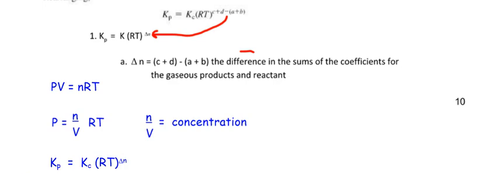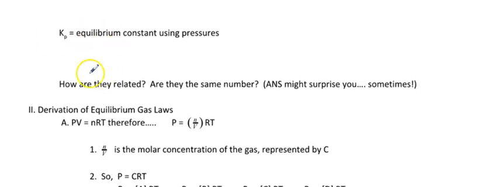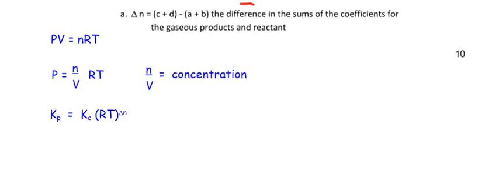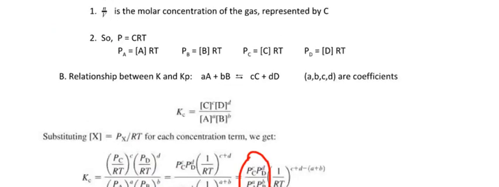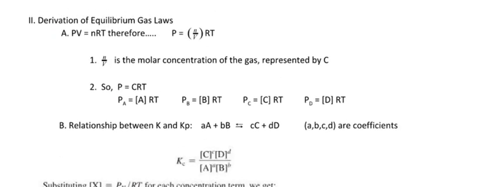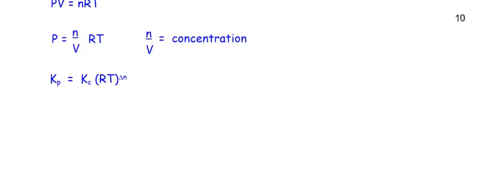Now, let's go back and look at our original questions. How are these two, Kp and Kc, related? I just showed you. They're right here. This is how they are related. That's the equation that relates both the constant for pressure and the equilibrium constant for concentration. All right, now, going back up here, are they the same number? And the answer might surprise you. The answer is sometimes. Well, let's answer that right now.